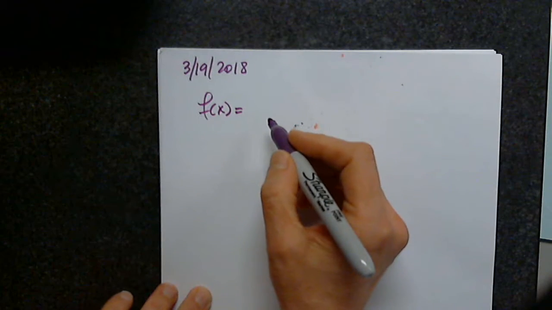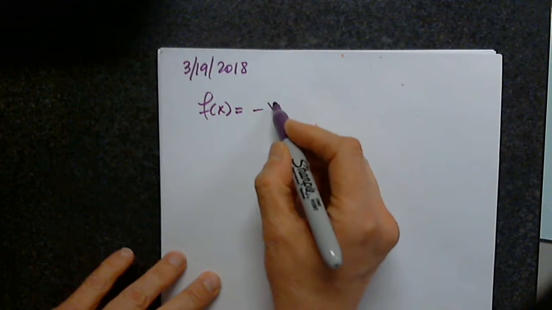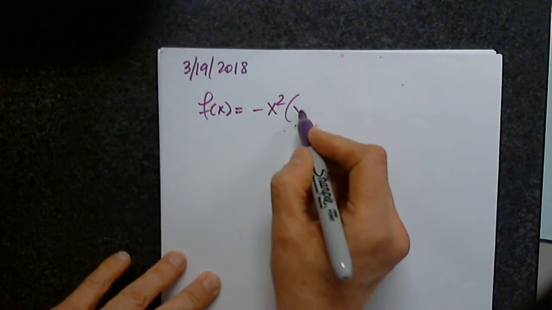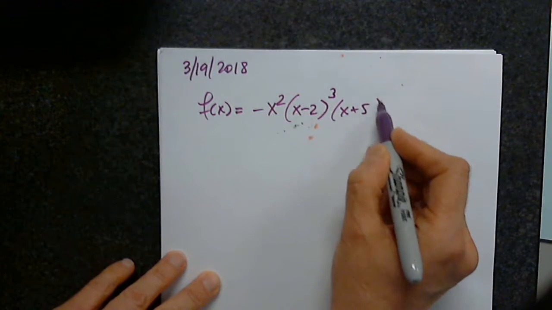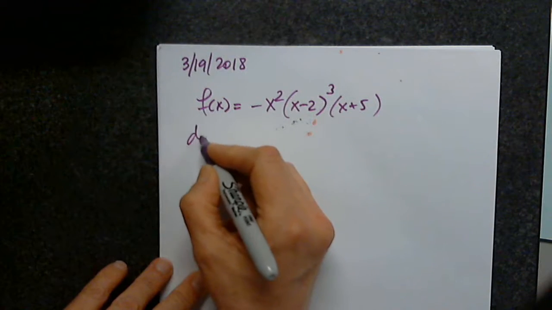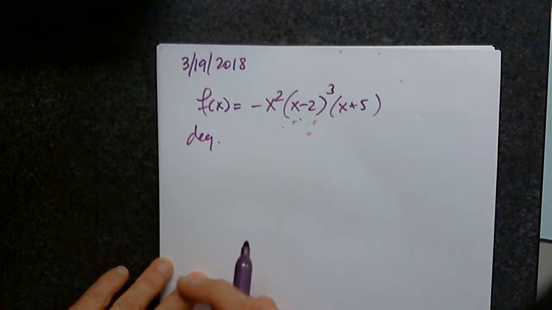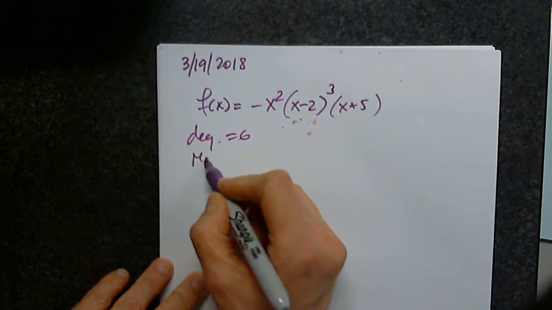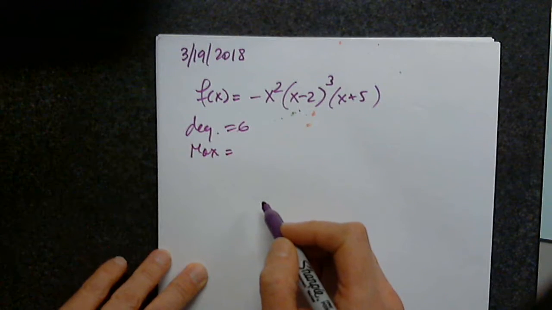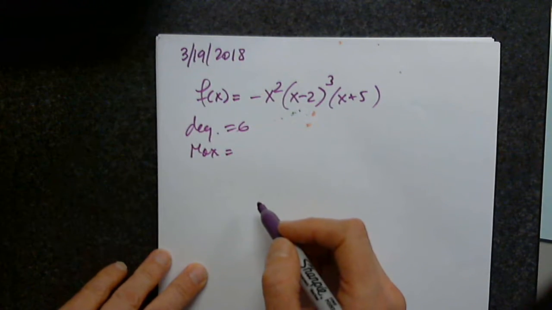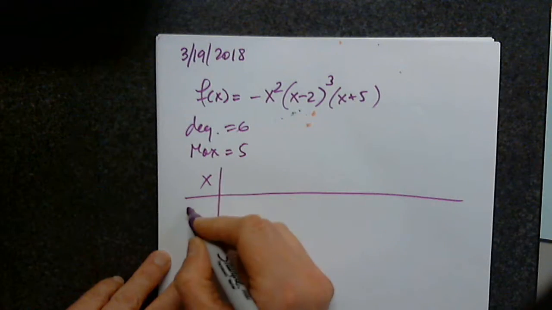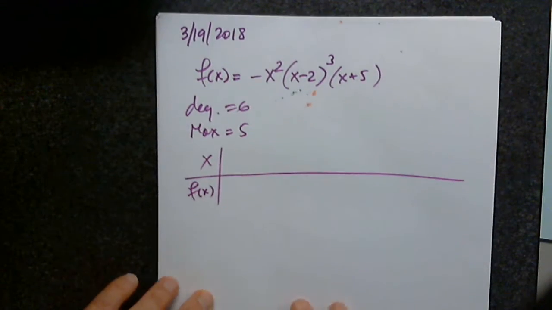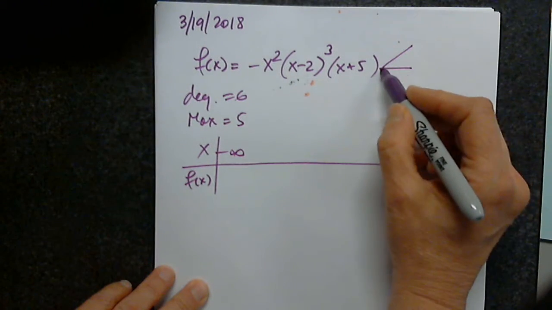Negative x squared times (x minus 2) cubed times (x plus 5). Good. So what is the degree of this polynomial? 6. Very good. Maximum number of possible terms. It doesn't have to be that, but what is the maximum possible? Good. What is the domain of this function? Negative infinity to infinity. Right, it's a polynomial function. So I'm expecting 6 solutions.